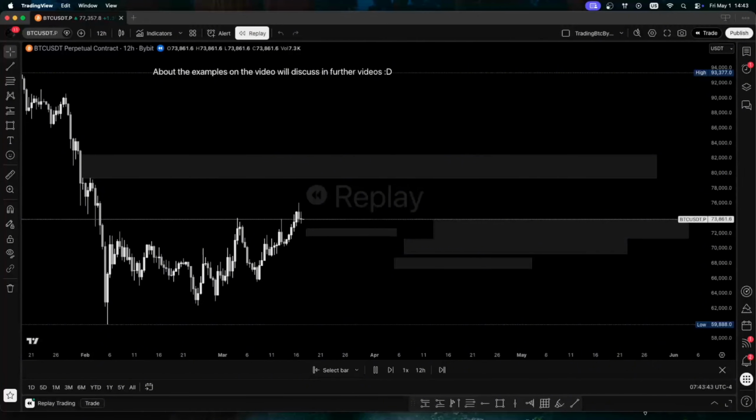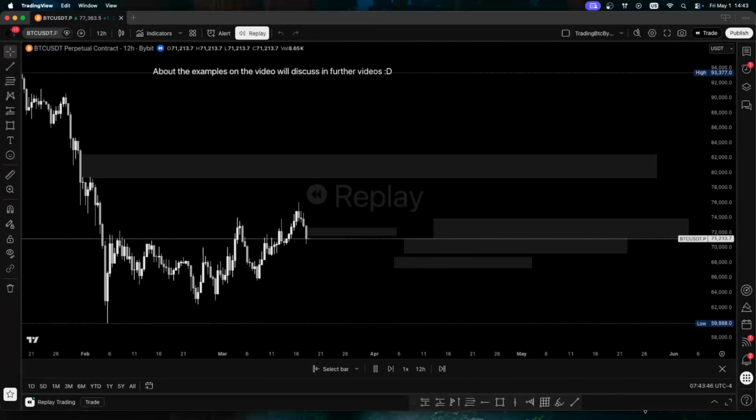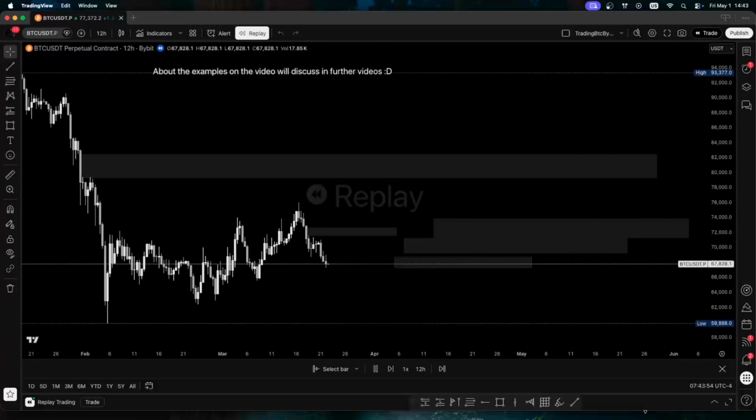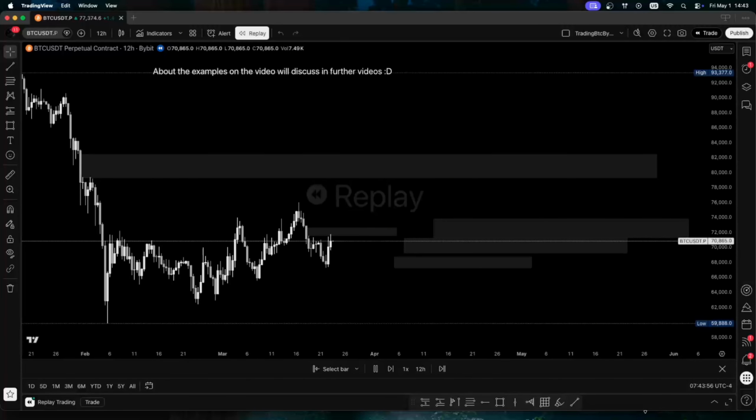But here's where most traders get it wrong. Not all imbalances get filled, and not all reactions from these zones lead to profitable trades. This is not a standalone strategy, and treating it like one is a fast way to lose money. What actually gives this concept an edge is context.